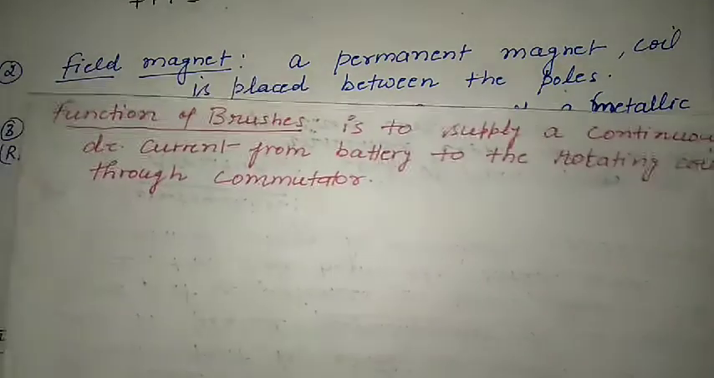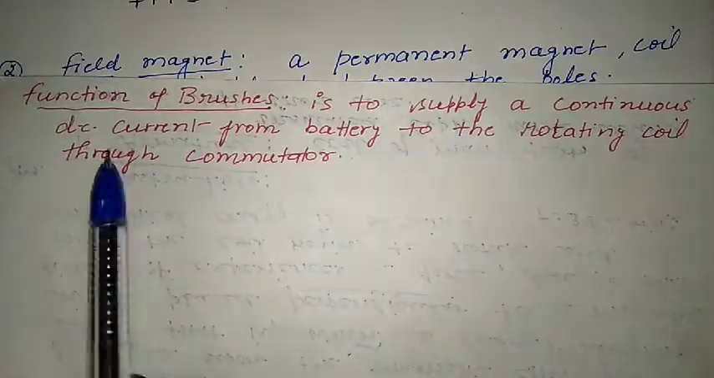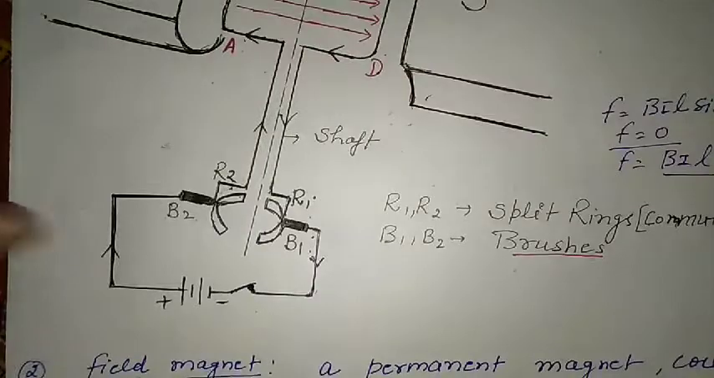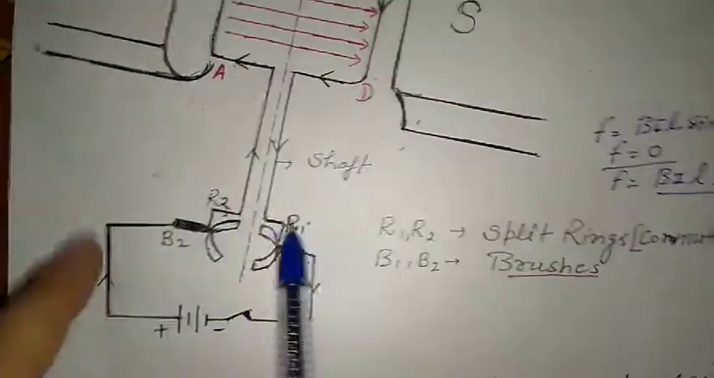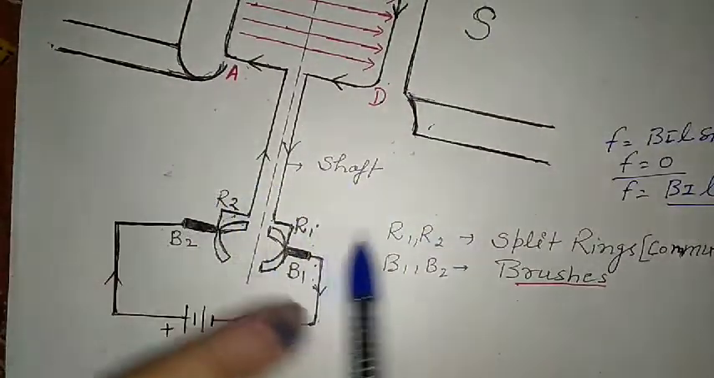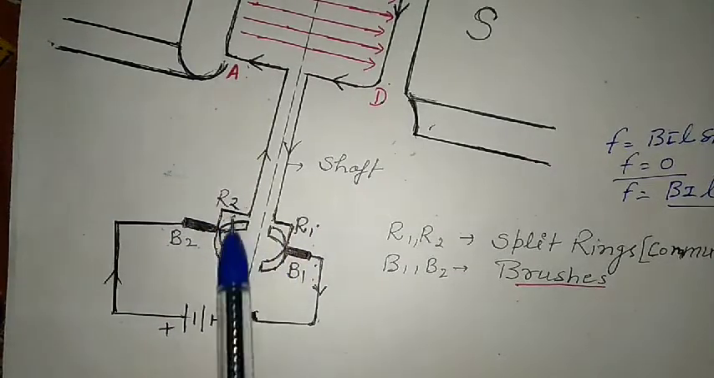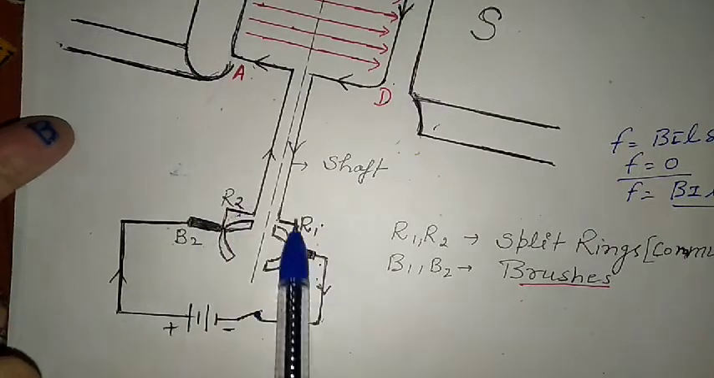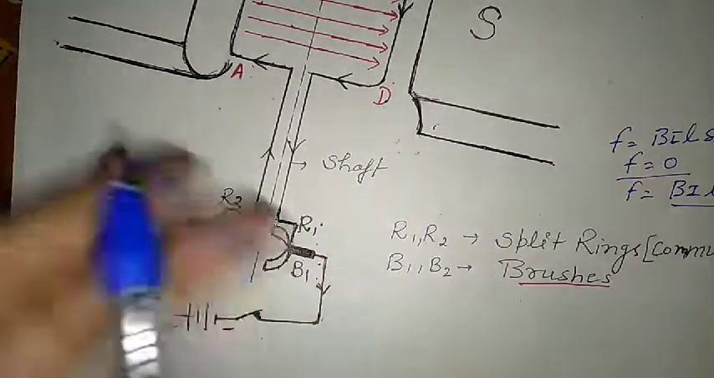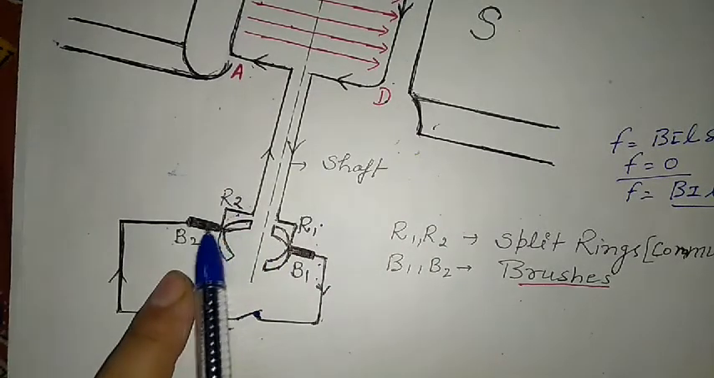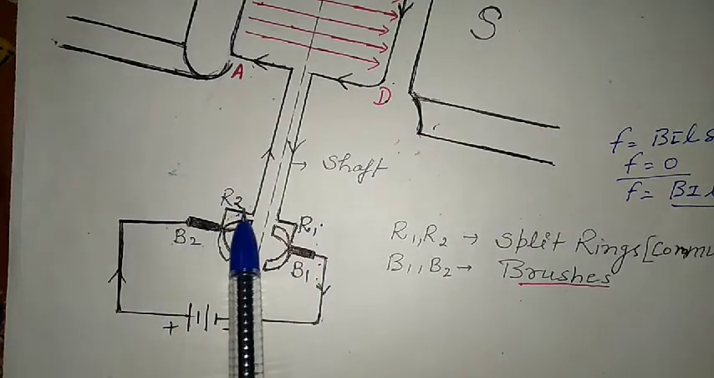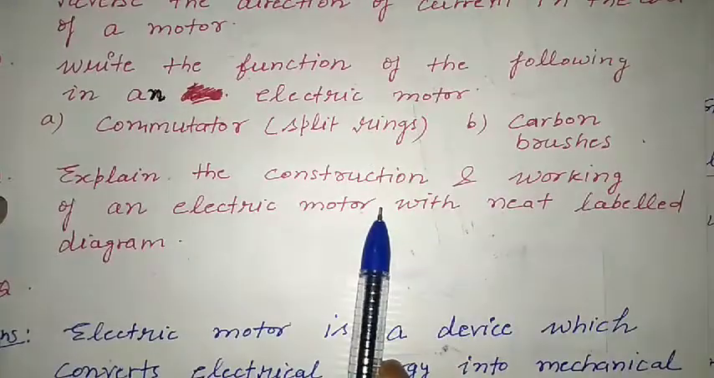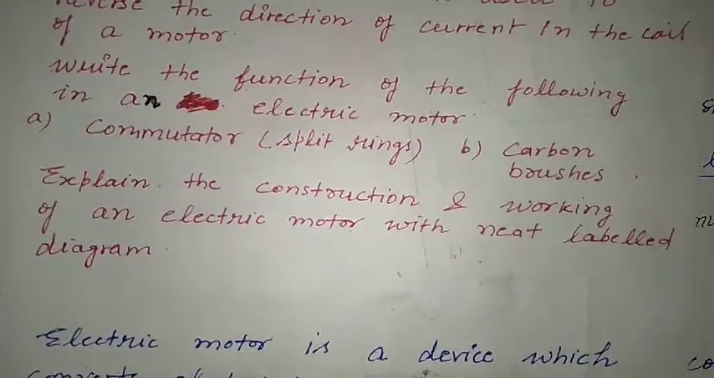The function of carbon brushes is to supply a continuous current from the battery to the rotating coil through the commutator, because they are continuously in contact. When the split rings move and change their position, every time they are pressed with the brushes, so the connection will be there. The circuit is also completed after every half rotation. So they are giving continuous current to the split rings and then to the coil. And this is the construction and working of an electric motor with a neat labelled diagram.